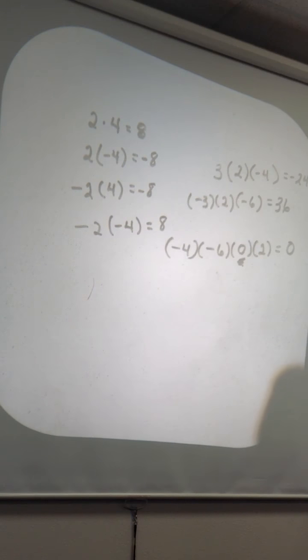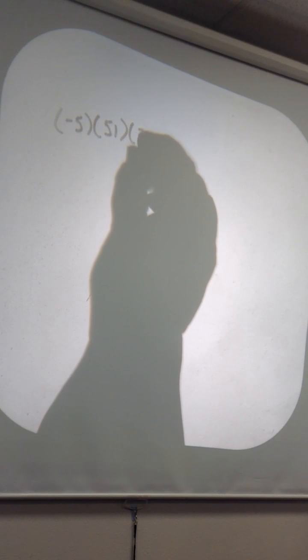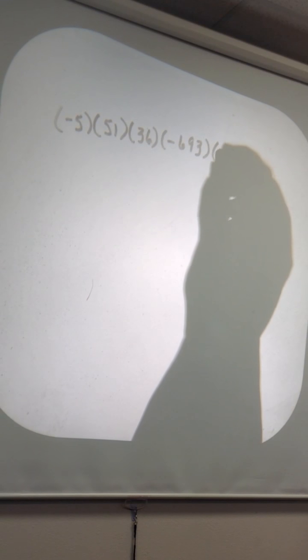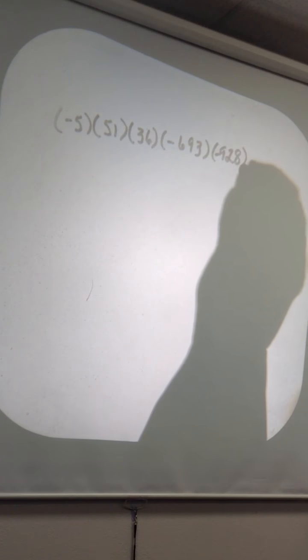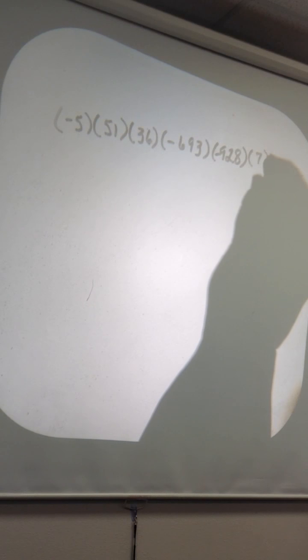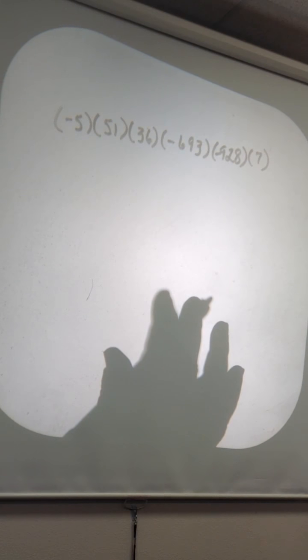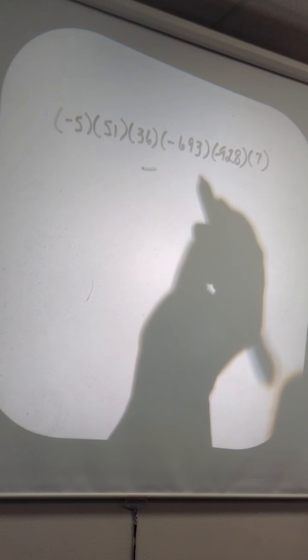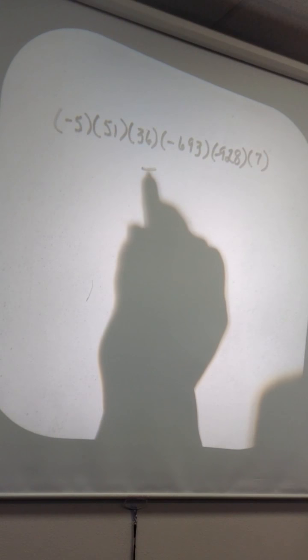So if you have a problem like this, and you will, guys, you will have a problem that says something like negative 5 times 51 times 36 times negative 693 times negative 928 times 7. And their question will be, is that answer going to be positive or negative? They're not saying come up with it. What's it going to be? Why is it going to be negative? Because of the three negative signs.